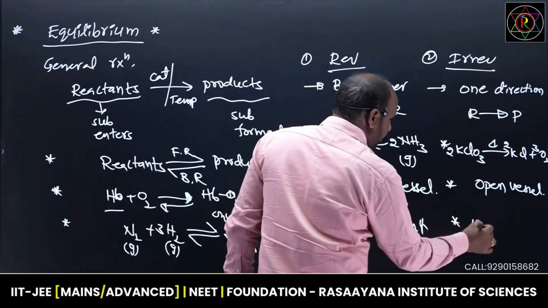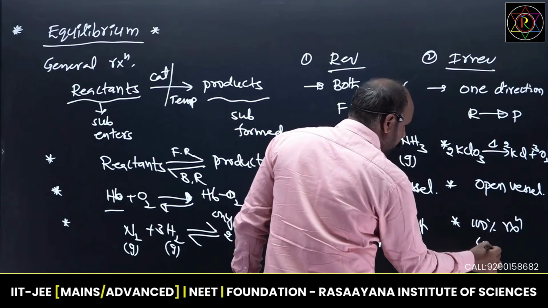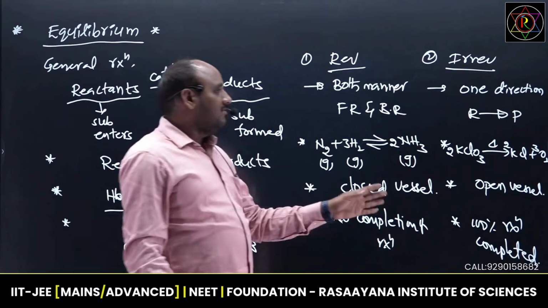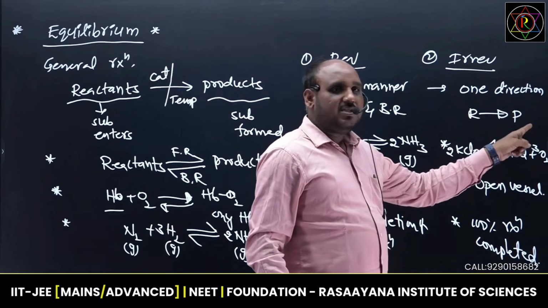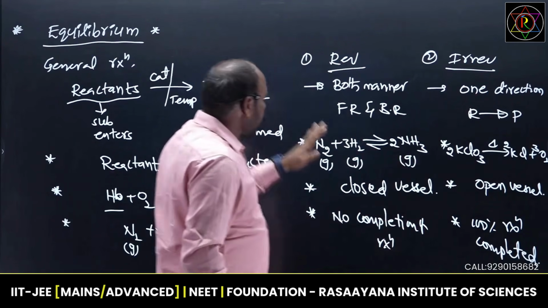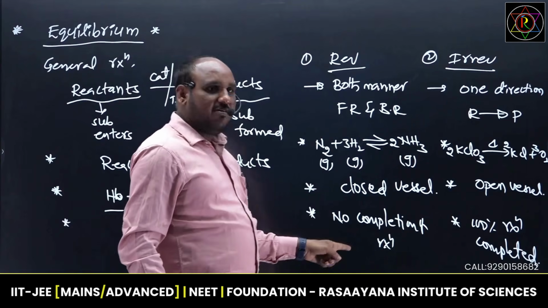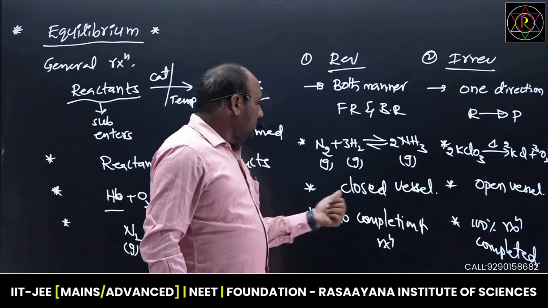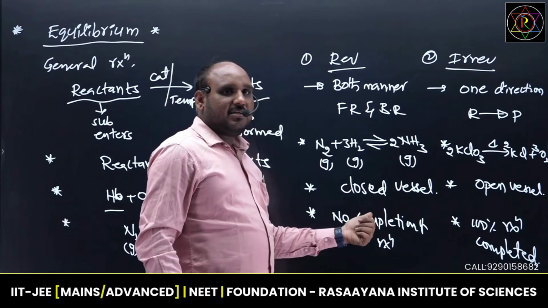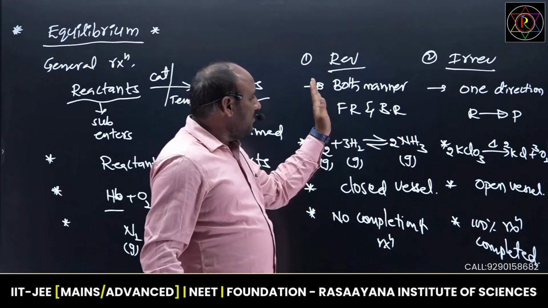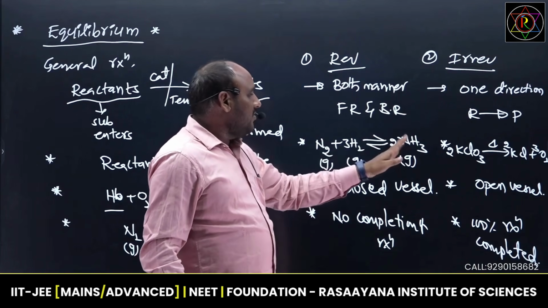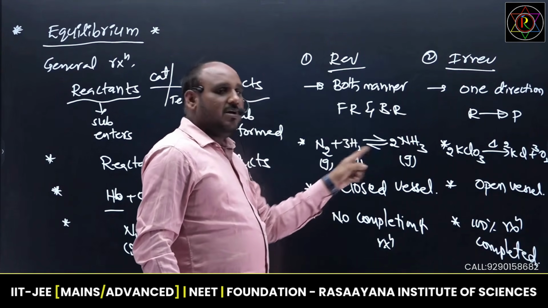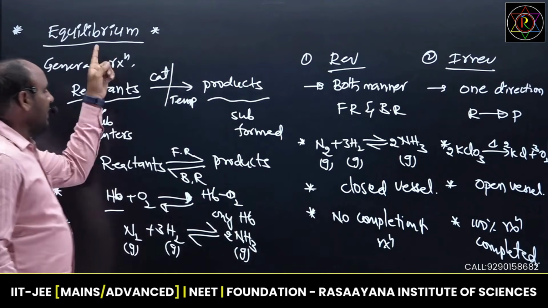In an irreversible reaction, 100% of the reaction is completed, because there is only one direction, reactant giving rise to product. So for equilibrium, the reaction should be carried out in a closed vessel, and it won't give a complete reaction. If the concentration of reactants is more, the forward reaction is favored. If the concentration of products is more, the backward reaction is favored, to attain equilibrium between reactants and products. That is called equilibrium.